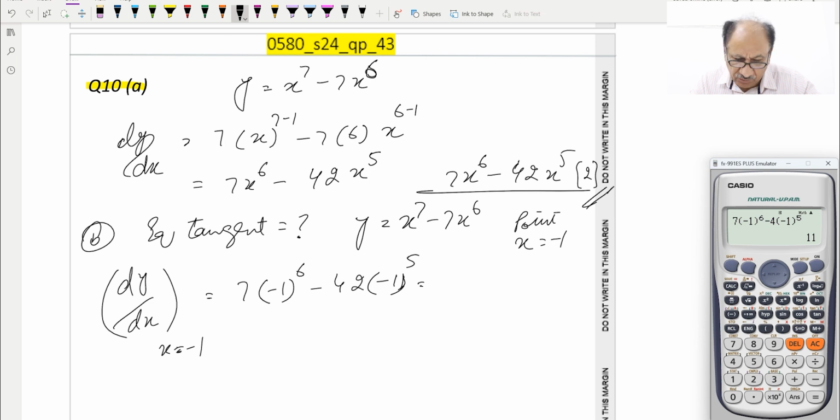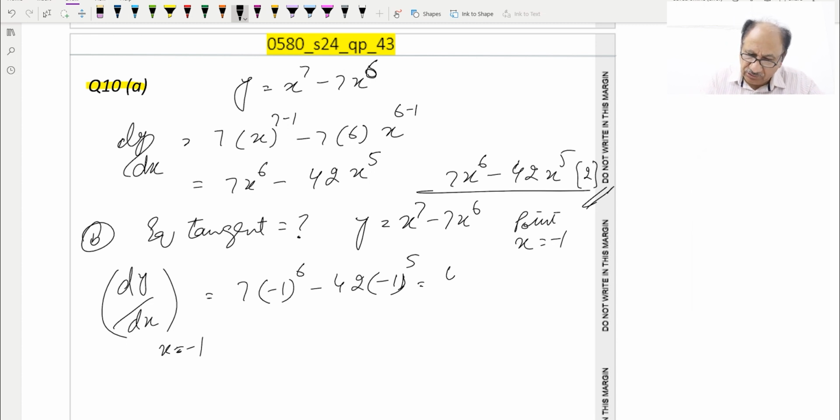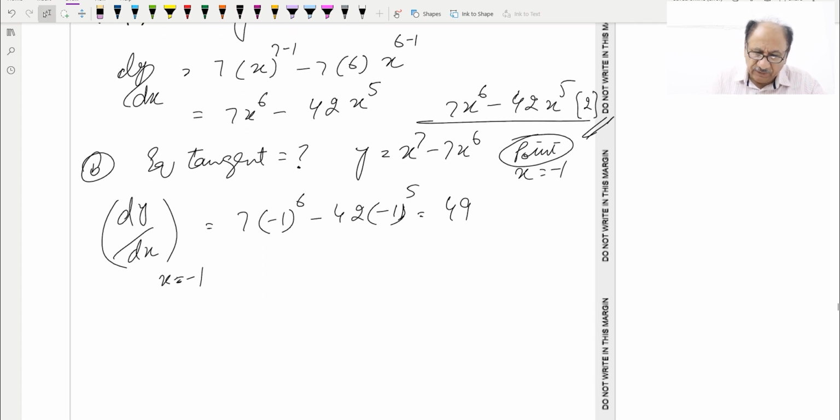Basically 7 into minus 1 raised to the power 6 minus, instead of 42, by mistake I missed the 2, so this will be 49. So the answer is 49, and this is done. Now we need the point. So this will be our gradient value. The equation of the tangent we need to write.